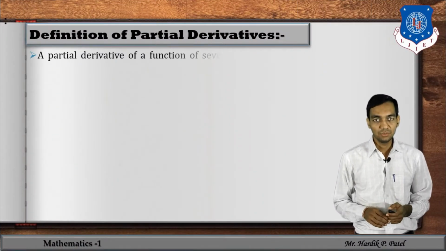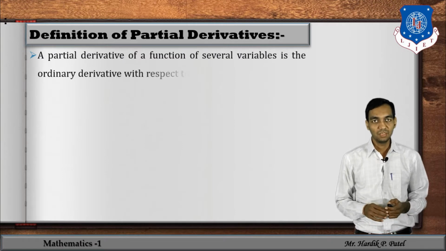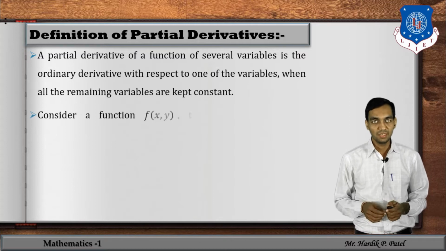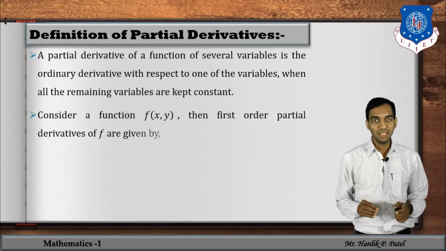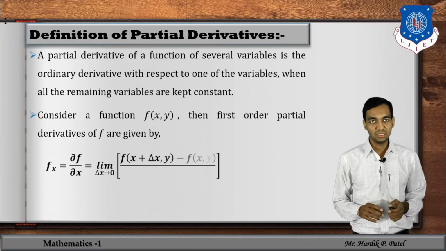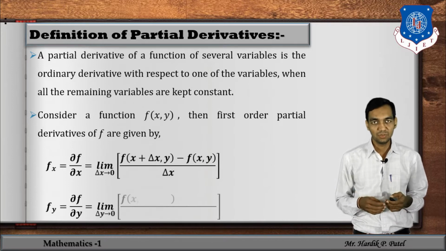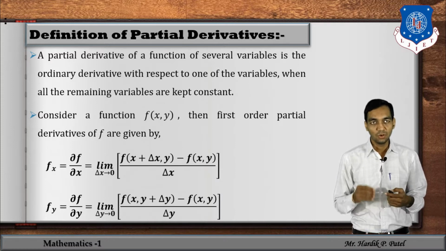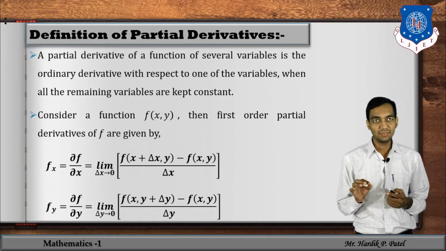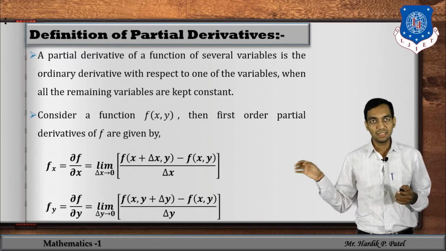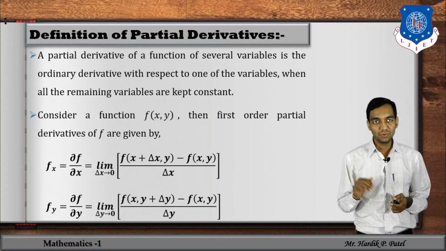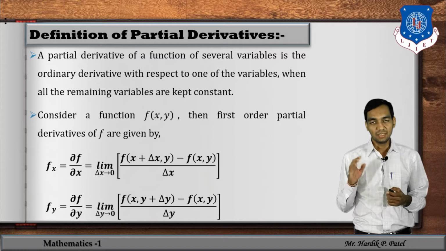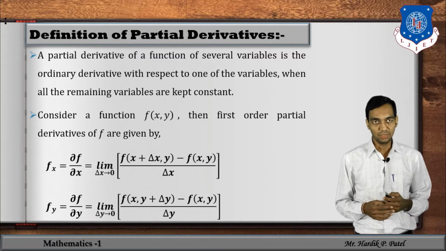A partial derivative of a function of several variables is nothing but an ordinary derivative with respect to one variable when all the remaining are kept constant. That means if you have any multivariable function, that means more than one variable, in that case only a single variable is treated as a variable and all the remaining are treated as constants. And then we differentiate with respect to the single variable which we have considered. That derivative is called a partial derivative.